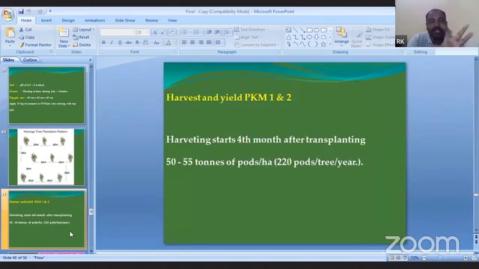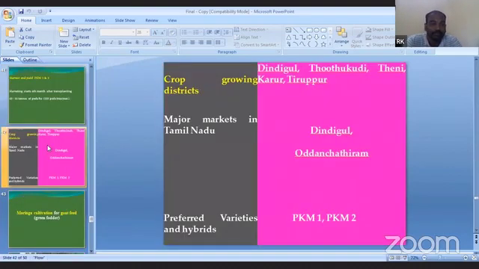Okay. Then harvesting and yield: PKM1 and PKM2 are good, because these are hybrids. PKM2 gives 96 tons per hectare per year, and PKM1 gives 56 tons per hectare per year. So we go for PKM2 or PKM1. We go for these hybrids because they give more fruit production. Harvesting starts in the 4th month, that means 4 months after planting, and yields 50 to 55 tons per hectare. That is PKM1. PKM2 is 96 tons. So the yield is more.